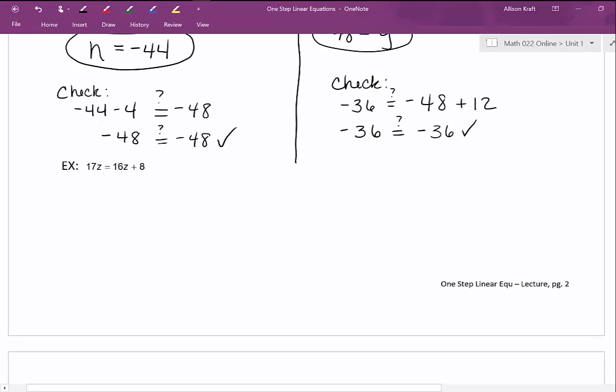Our next example is a little bit different because we see that we have variables on both sides of our equation. But please note that I only have constant terms on one side of the equation. Since we have constant terms only on the right-hand side, that tells me that the constant needs to stay on the right and the variables, well, they need to move to the left. I want to move this entire term 16z. It is a positive 16. I'm going to do the opposite operation. I'm going to subtract 16z from both sides.